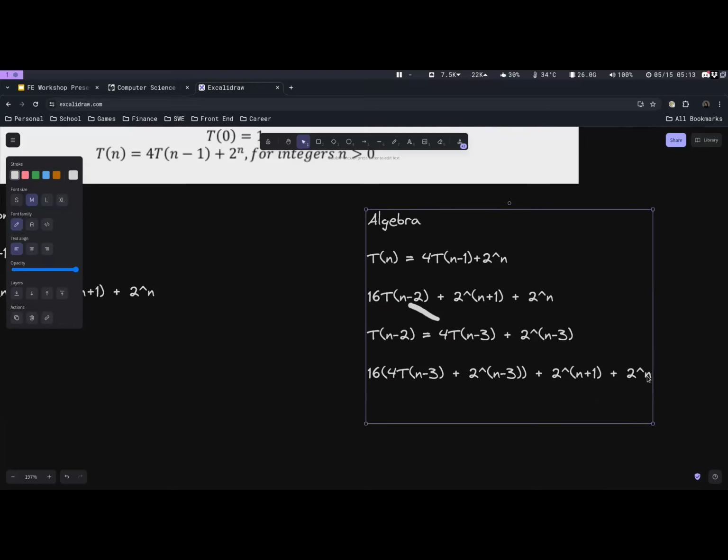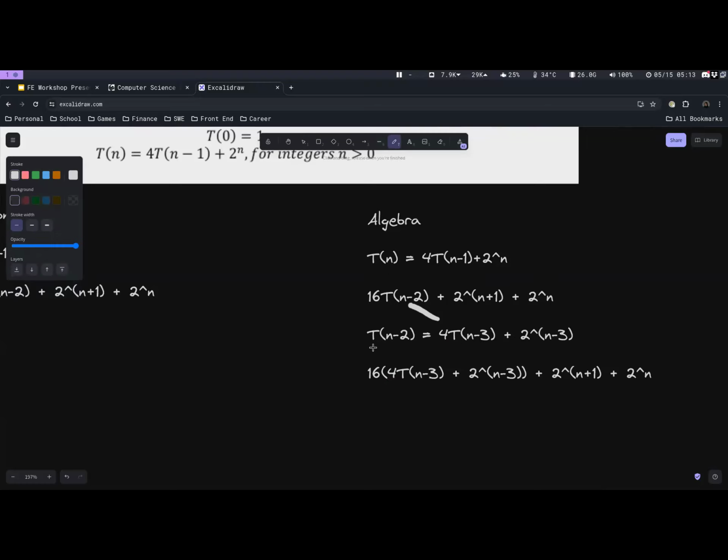So now what are we going to do? Again, we have to simplify. So carrying the 16 over, we're multiplying like this, right? We're multiplying 16 to this, and we're multiplying 16 to this.